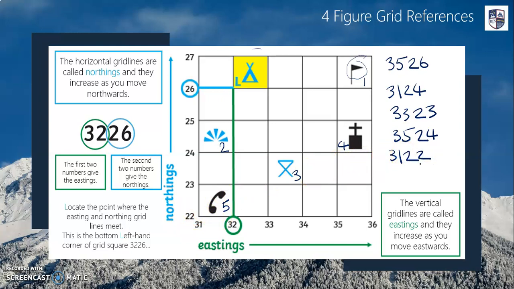So check your answers and see if you've made an error. If you've made an error on one, you've probably made the same error on all of them. If you need to, go back, check where you've made the error and see if you can correct it. Once you're feeling confident with those, you can go on to your six-figure grid references. Thank you.